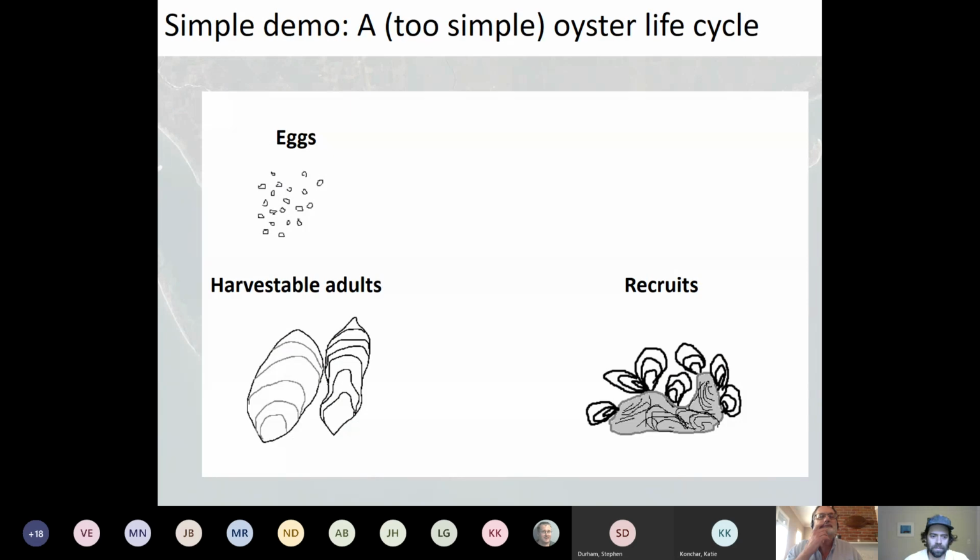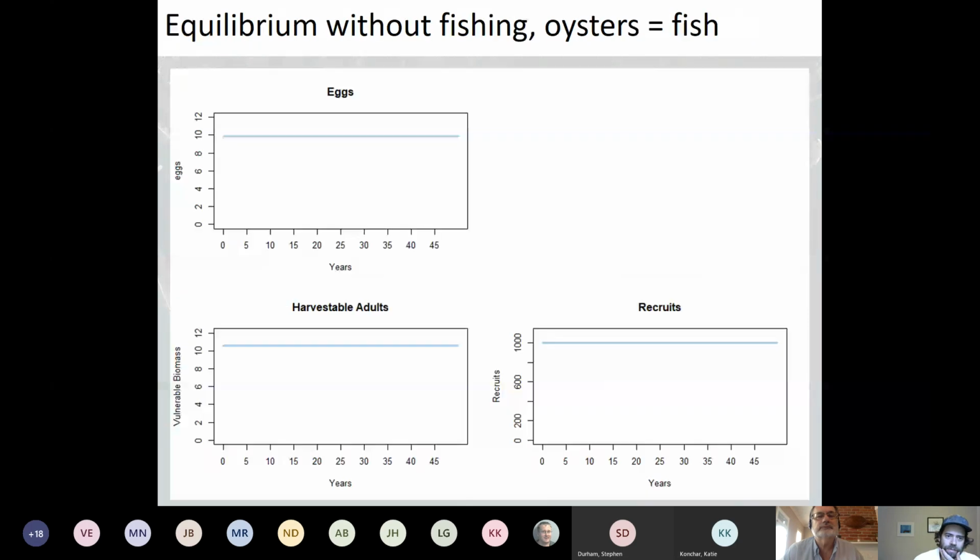And you get to see my really crummy Microsoft Paint illustrations of an oyster life cycle. This would be a too simple one, but I did this years ago when I started modeling oysters. We say, okay, there are eggs, and then they turn into recruits, and then they turn into harvestable adults, which obviously is missing something. But let me just show you what this does when you put this life cycle into populations. So here's a basic model where we're assuming oysters function the same way that fish do. You have eggs, harvestable adults, and recruits without fishing, and you see nice flat lines. That's what we should see.